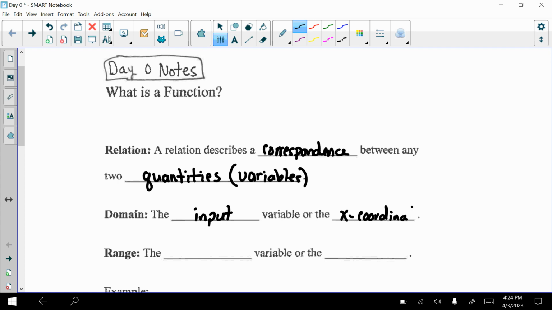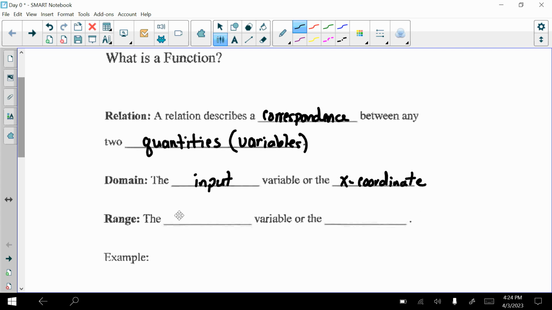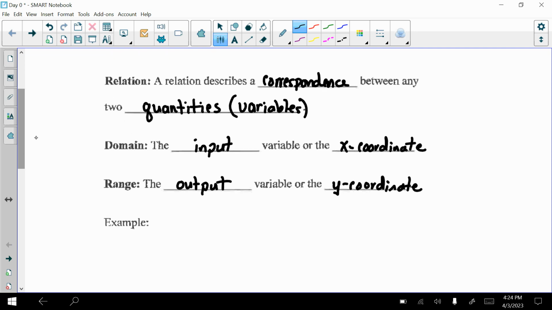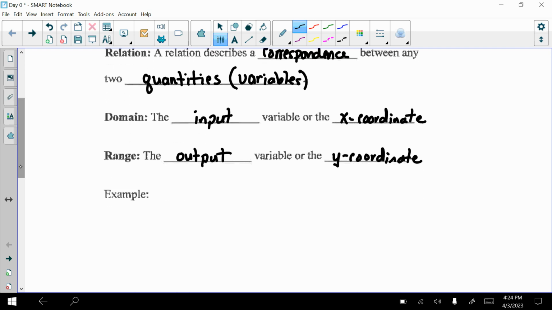Most of the time, our input is our x and our output is our y. Okay, so the range of a relation is the output, or the y-coordinate. Okay, so for example, I can give you some ordered pairs: (1, 3), (0, 9), (1, 5).